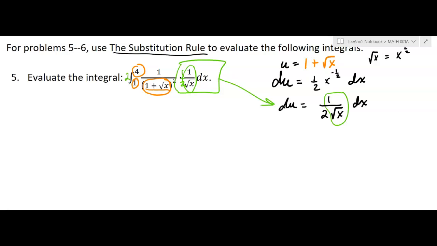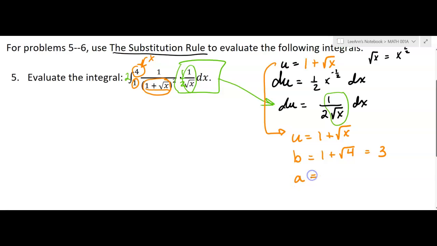Now, the book talked about that a little bit. We'll probably talk about it in class. You could go back to x, but the thing is, once you've simplified it to be u, why not stay in that simpler format? The problem is, though, we've got to change the 4 and the 1. So how do we do that? Well, our b, okay, think about u equals 1 plus the square root of x, right? That's just coming from here. So our b is going to equal 1 plus the square root of 4. See, we're putting in the 4 for x. And 1 plus the square root of 4, that's going to be 1 plus 2, which is 3.